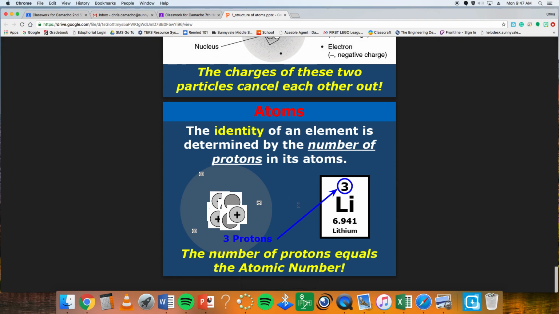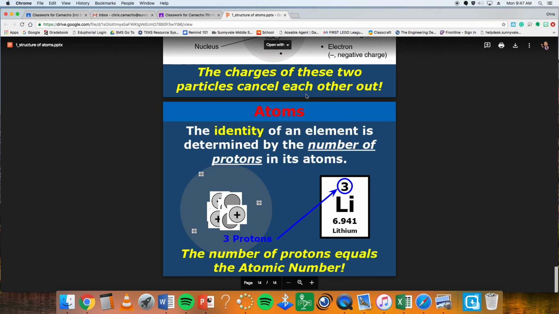We're going to deep dive a little bit more. I'm going to give you a lot of practice on this, but today was just a quick explanation of the structure of atoms. That's it.